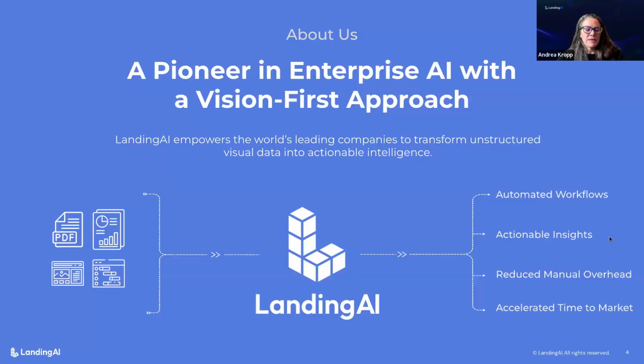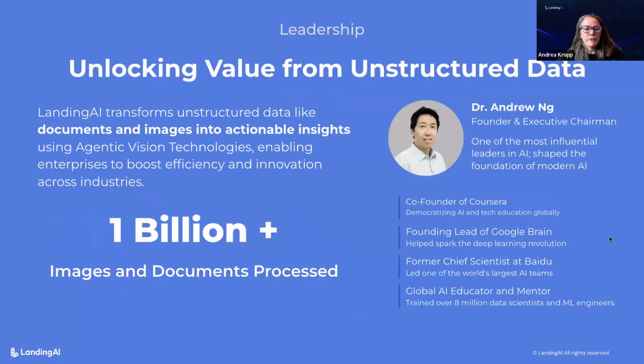We've been around for about 7 to 8 years. We do have another product in the computer vision space, but today we're going to be talking about agentic document extraction. We are founded by the amazing Dr. Andrew Ng, who still serves as our executive chairman. He is very much a respected thought leader in the space, and under his leadership we have developed some of these foundational models, and have processed over 1 billion images and documents so far.